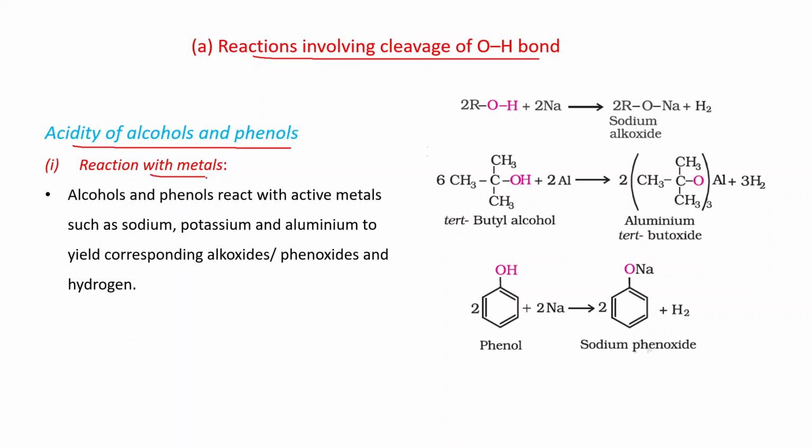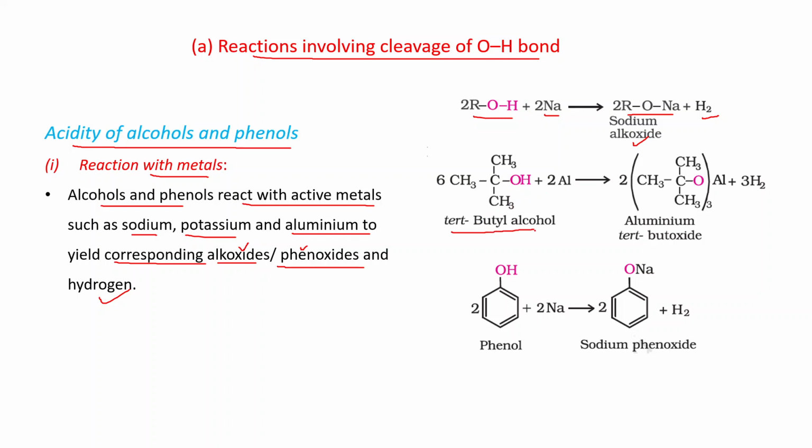First of all, reaction with metals. Alcohols and phenols react with active metals such as sodium, potassium and aluminium to yield the corresponding alkoxide and phenoxide and hydrogen. That is, alcohol will give alkoxide and hydrogen, and phenol will give phenoxide and hydrogen. You can see these equations. This is alcohol reacting with sodium. This is RONa, sodium alkoxide, along with the liberation of hydrogen gas.